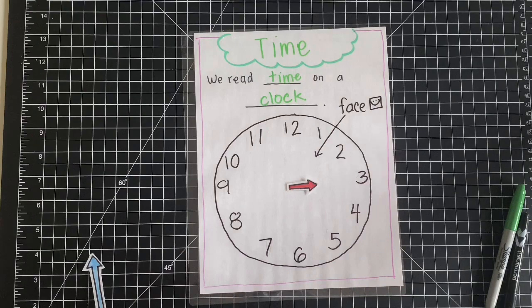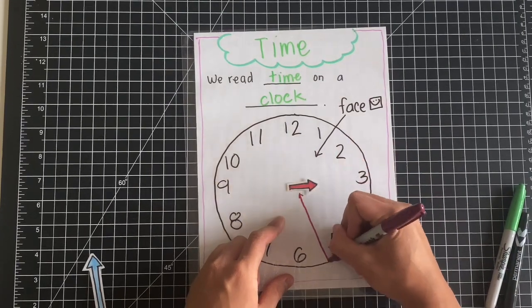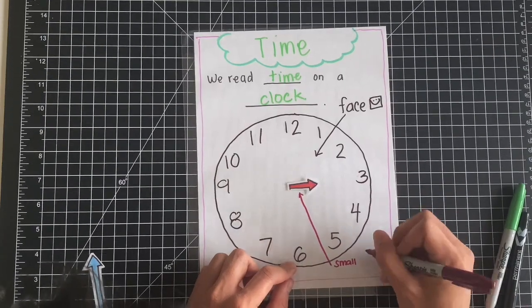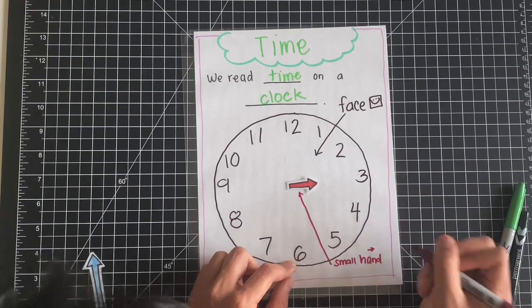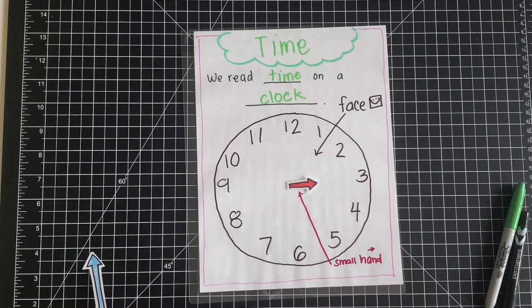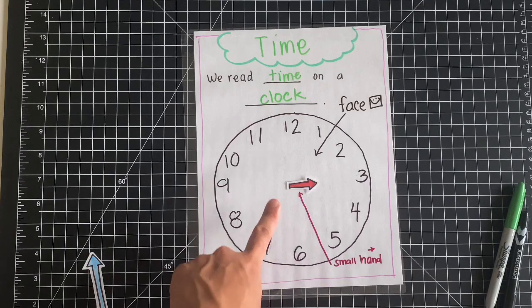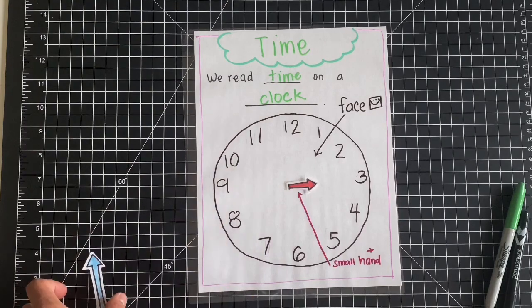The small hand tells us the hour. So I'm going to draw an arrow pointing to the small hand. I'm going to write down small hand and draw a small arrow to represent the small hand. And again, the small hand tells us the hour. Tell your families, what does the small hand tell us? The small hand tells us the hour.